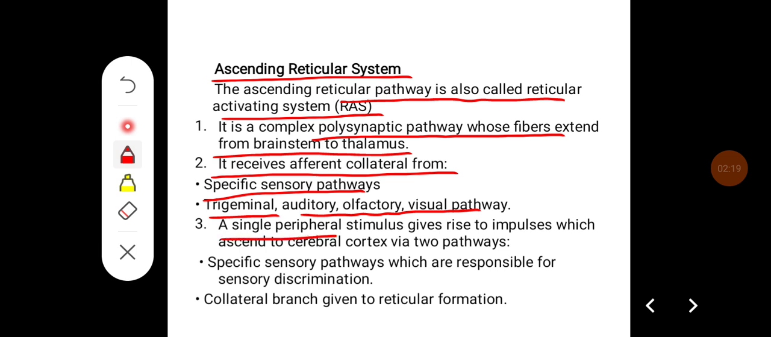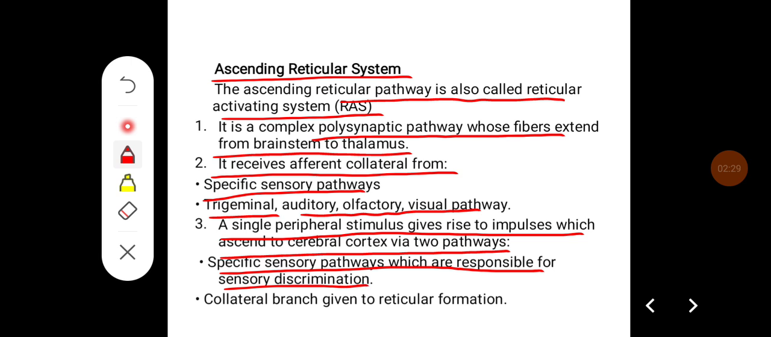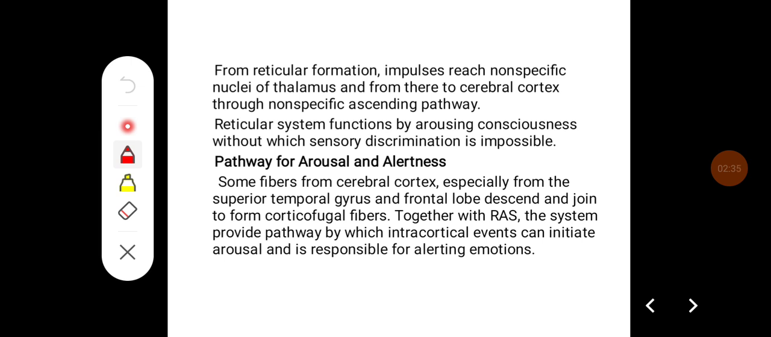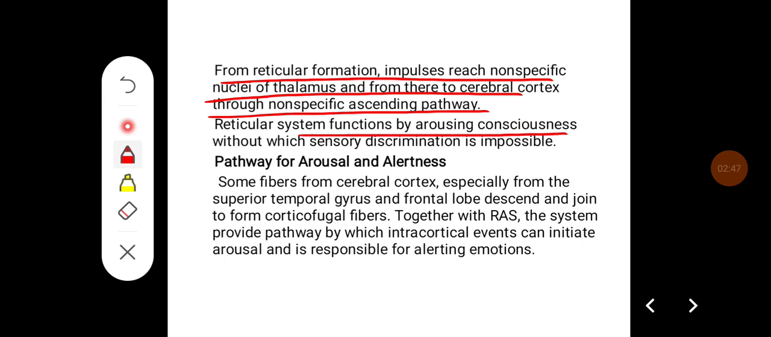A single peripheral stimulus gives rise to impulses which ascend to the cerebral cortex via two pathways: the specific sensory pathways, which are responsible for sensory discrimination, and collateral branch given to the reticular formation. From reticular formation, impulses reach non-specific nuclei of thalamus, and from there cerebral cortex through non-specific ascending pathway. Reticular system functions by arousing consciousness, without which sensory discrimination is impossible.